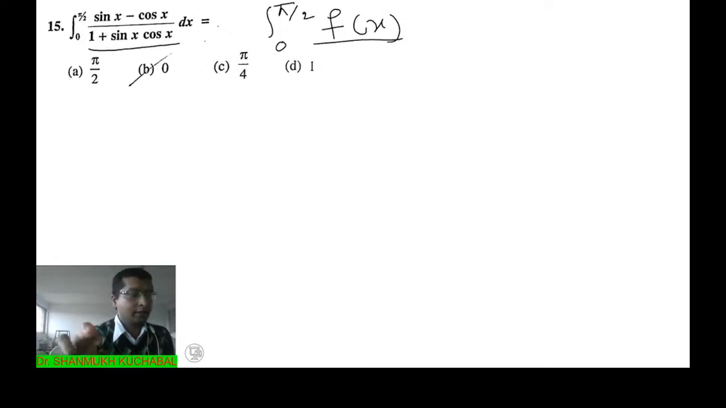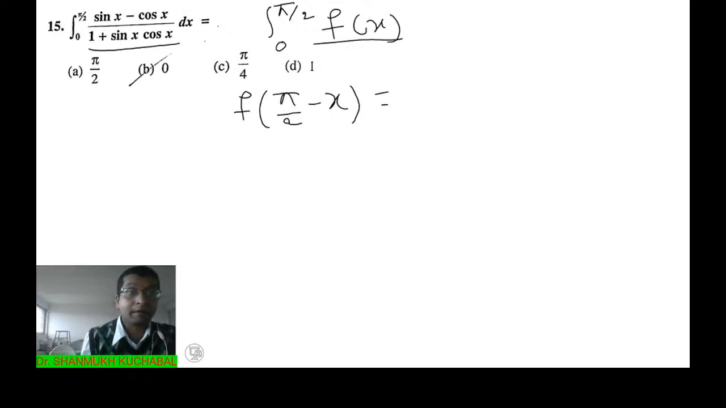So further we will move to the next example. It is the integral from 0 to pi by 2 of sin x minus cos x, whole divided by 1 plus sin x into cos x, dx. So the given function we take as f of x. Further we will check whether it is an even or odd function. For that the condition is f of pi by 2 minus x. Wherever there is x, we replace it by pi by 2 minus x.